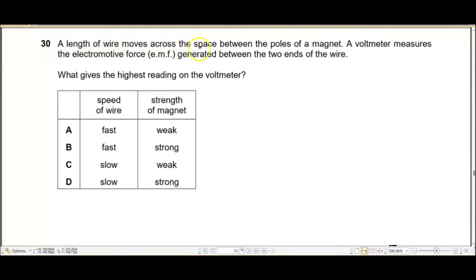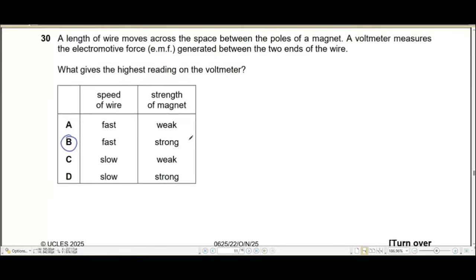Question number 30. A length of wire moves across the space between the poles of a magnet. A voltmeter measures the EMF generated between the two ends of the wire. What gives the highest reading on the voltmeter? The highest reading would be if we move the wire fast and if the strength of the magnet is increased as well. Speed of the wire is fast and the strength of the magnet is strong. So this is all about your concepts. If you know your concepts well, you are going to be able to answer this question in less than a minute. So B is our correct option for question number 30.